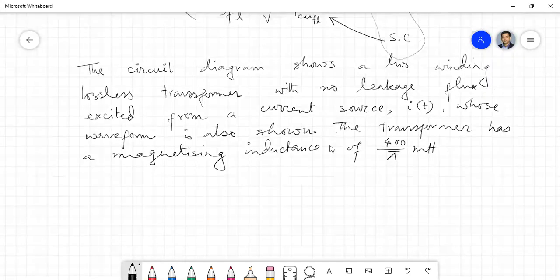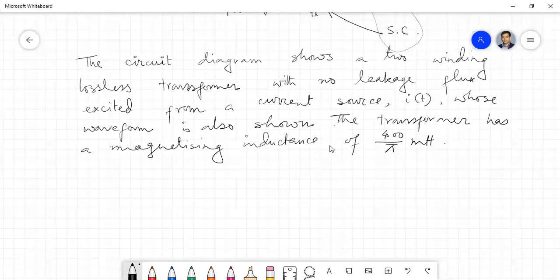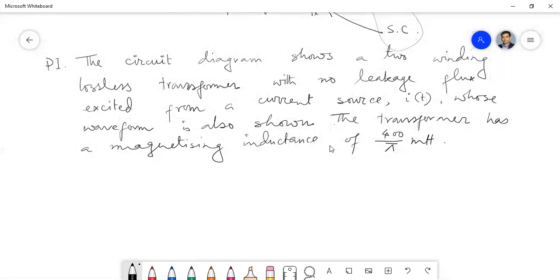Okay, so this is the problem. And let me draw the circuit. So this is the symbol of a current source. I think you know this. And this is exciting the primary of a transformer.